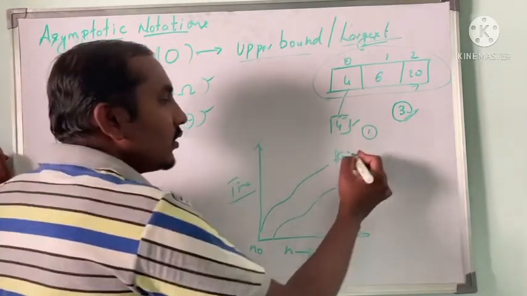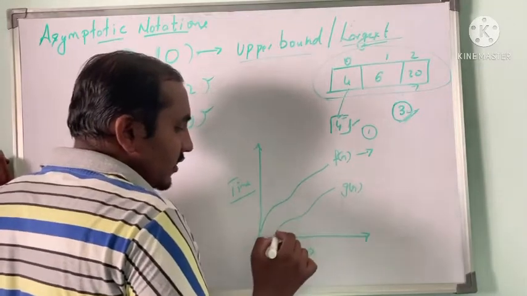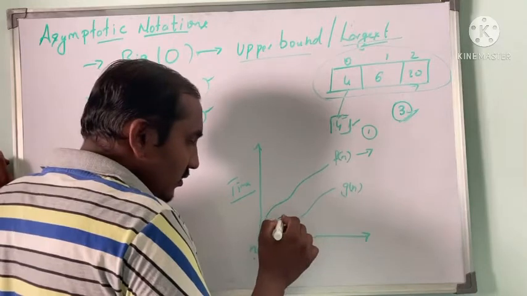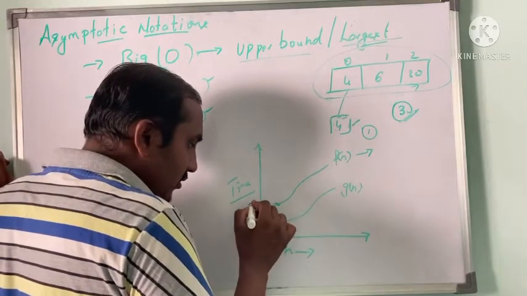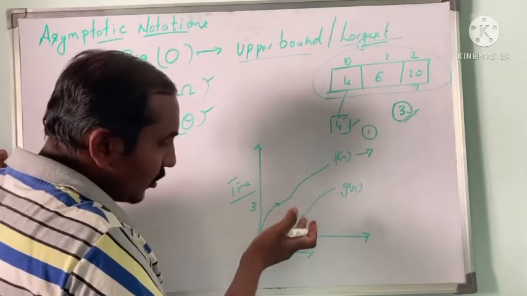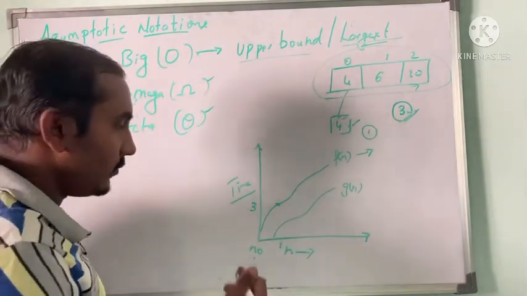What will f of n represent? Say, for example, I have 3 elements. If the number of elements is 3, the maximum number of comparisons I can do is 3. And it may be executing below 3 also. It may be found at 1 or it may be found at 2 also.